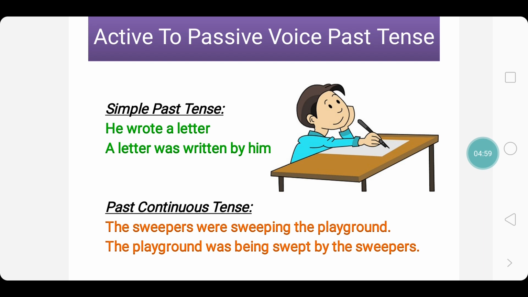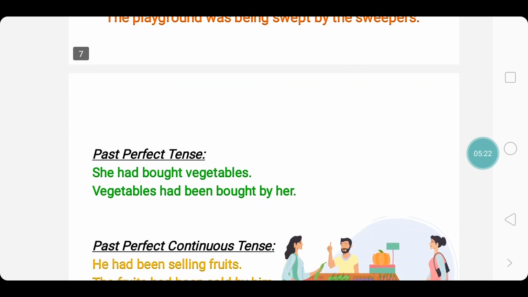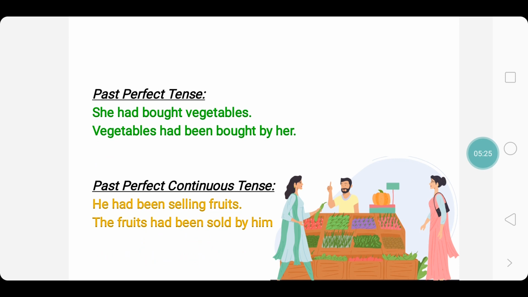Because was and were are dependent on the number of the subject. That is, the sweepers is plural, so we used were sweeping. Whereas in the passive voice, when the object came to the subject place, the playground is singular. So we use was being swept by the sweepers. On to the past perfect tense. She had bought vegetables. This gets converted as vegetables had been bought by her.